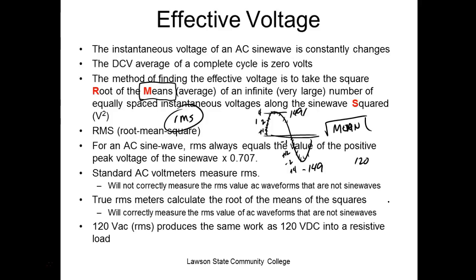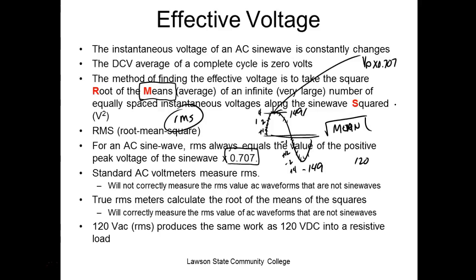So my meter, most meters don't do that. If it's a sine wave, what we can do is we can take the positive peak voltage, we call it V peak, and multiply that by 0.707, and then that gives me RMS. So instead of my meter calculating RMS, what most meters do is just take the input and multiply it by 0.707.